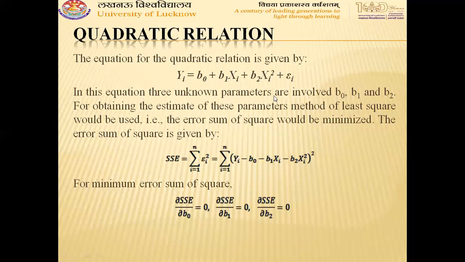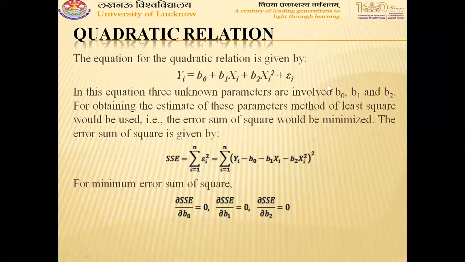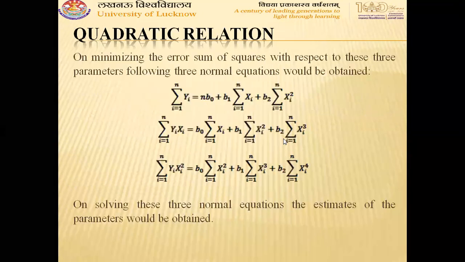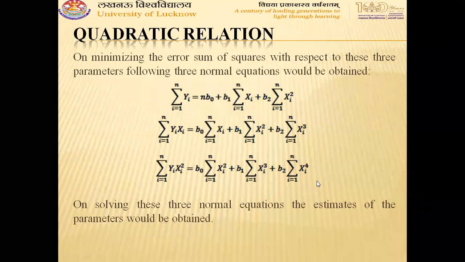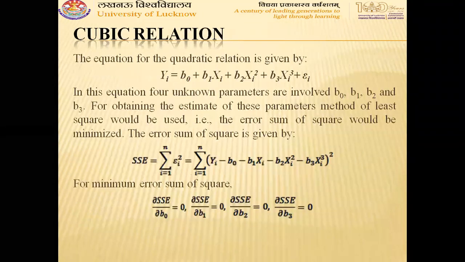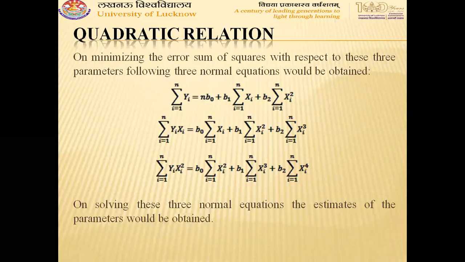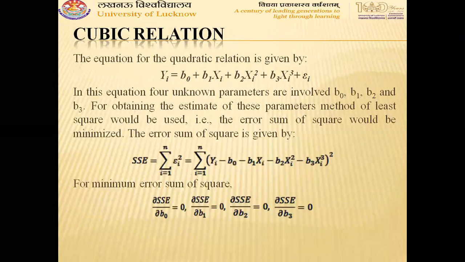Similarly, the third normal equation can be obtained by multiplying the equation by the coefficient of b2, that is xi square, and then summing it. It will give summation xi square yi is equal to b naught summation xi square plus b1 summation xi cube plus b2 summation xi to the power 4. Here you get the three normal equations, which I have told how these are framed. On solving these equations, we can obtain the values of b naught, b1 and b2.